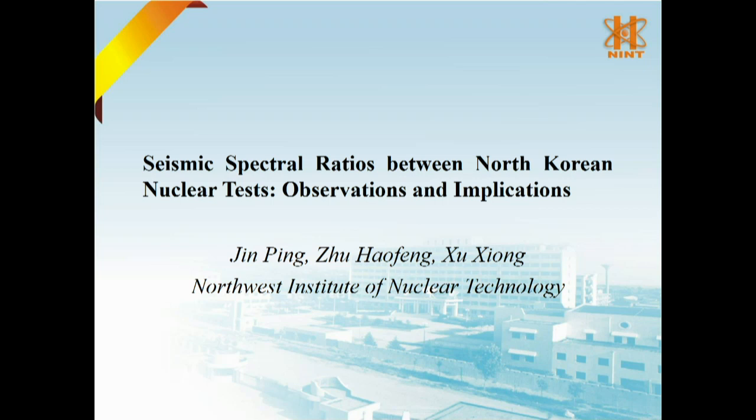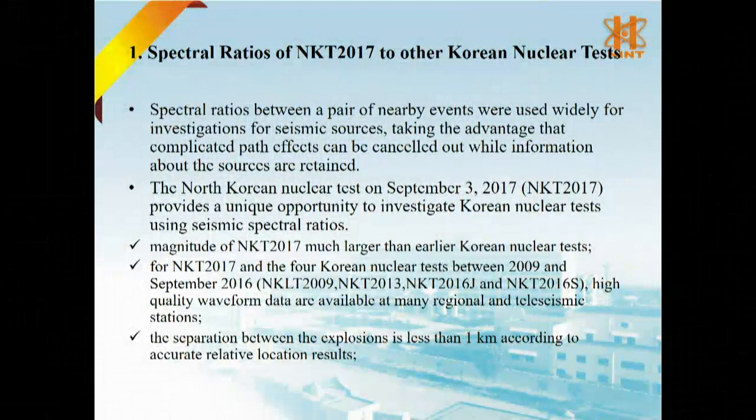Good morning, everyone. The title of my presentation is Seismic Spectral Ratios Between North Korean Nuclear Tests. Spectral ratios between a pair of nearby events were used widely for investigations of seismic sources, taking advantage that complicated path effects can be canceled out while information about the source is retained. The six North Korean nuclear tests provide a unique opportunity to investigate North Korean nuclear tests using seismic spectral ratios.